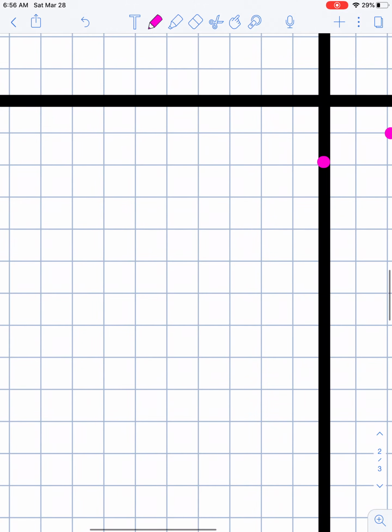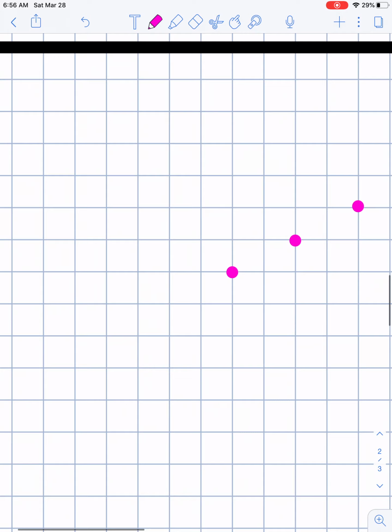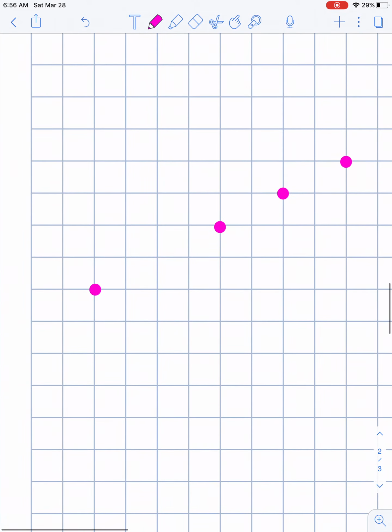And I'm also going to go the opposite way. Now this time I might not plot every point as I go. So this time you're going to go down 1, left 2. Okay.